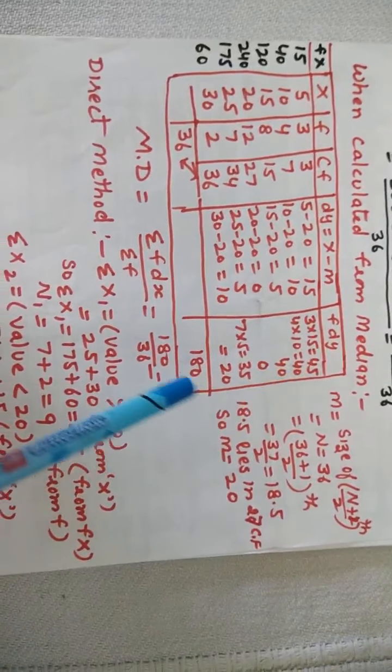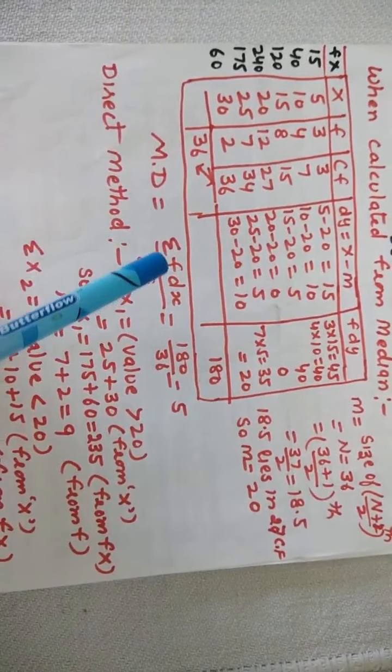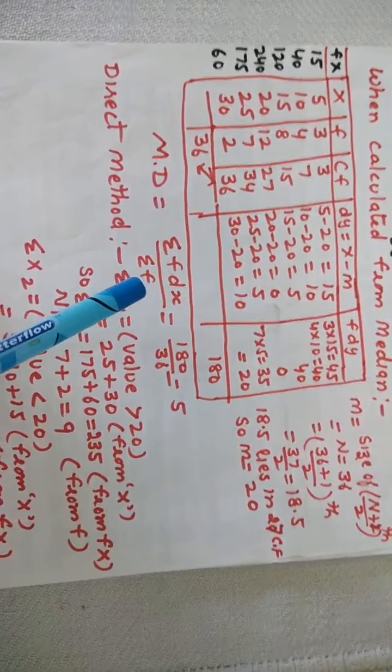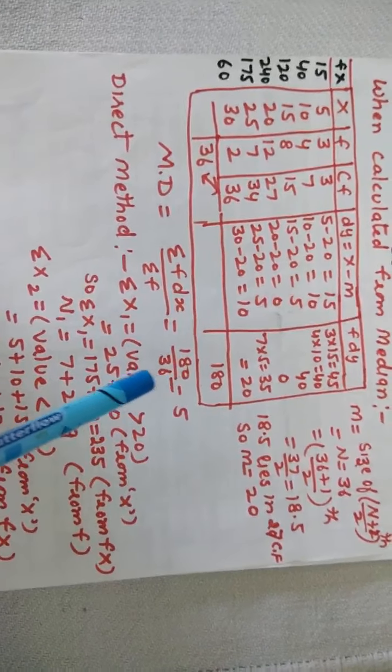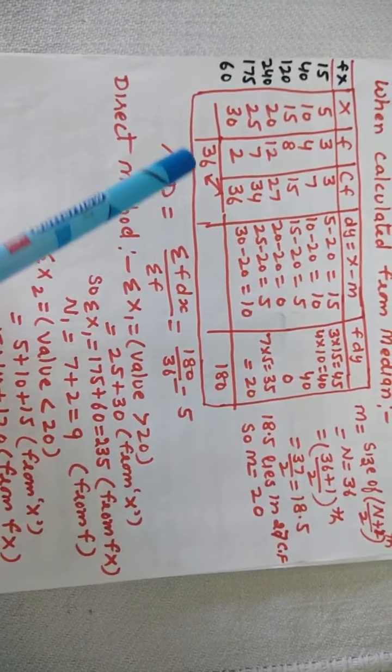Total of f dx is 180. Mean deviation is summation f dx divided by summation f, 180 over 36. F is the total of frequency, and mean deviation is 5.